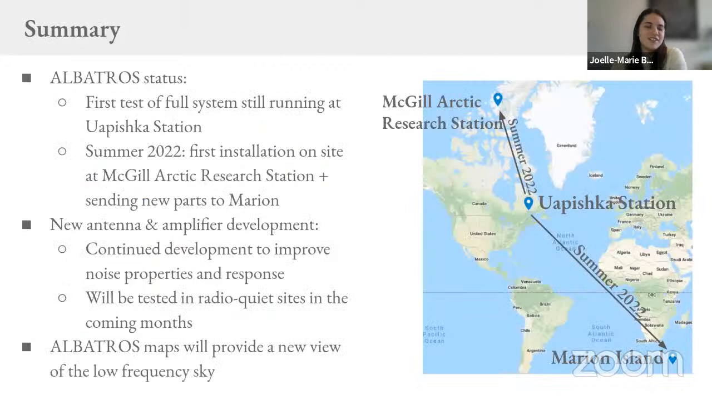And so just to summarize, now that the pandemic is hopefully calming down a little bit, we're going to go ahead with Albatross deployment to the target sites. In the coming months, we will be sending a lot of equipment down to Marion Island, as well as go up to the Arctic to install the first year-long Albatross station there.